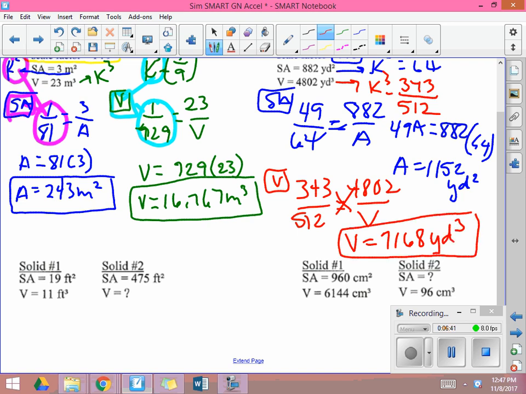Again, we should expect it to be larger. Use your math sense. It should be larger than this one because we are increasing. We know the smaller. We're finding the larger.